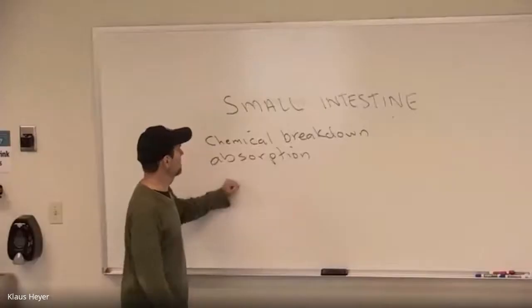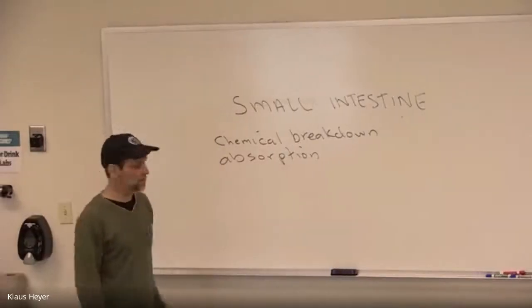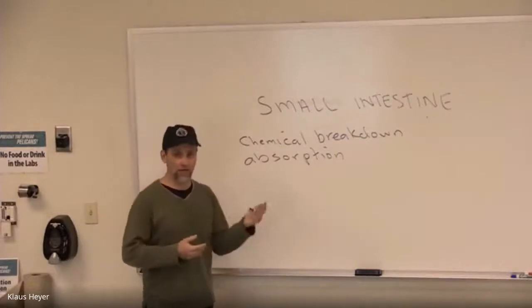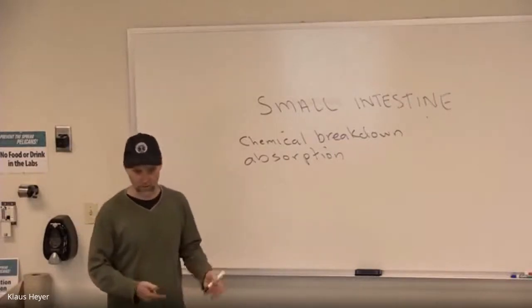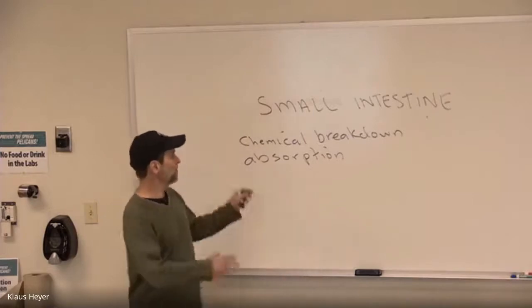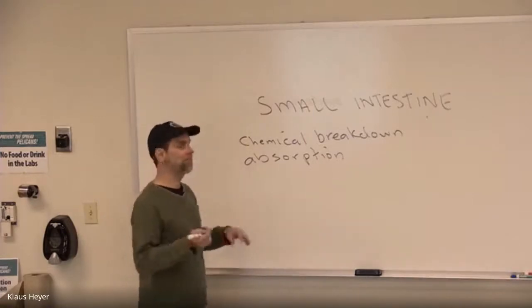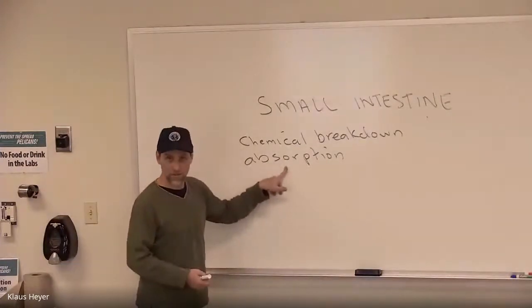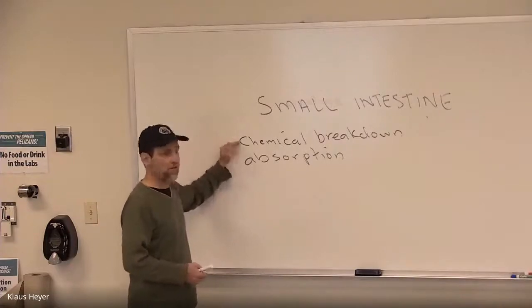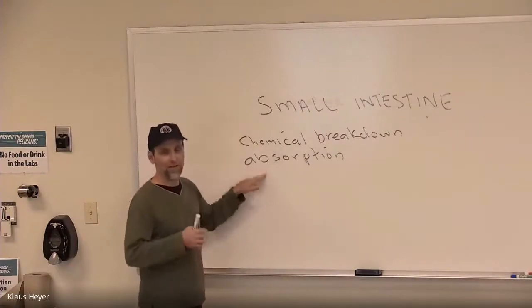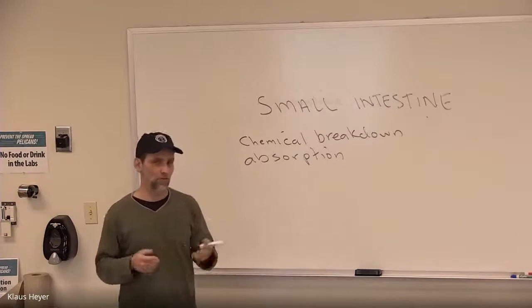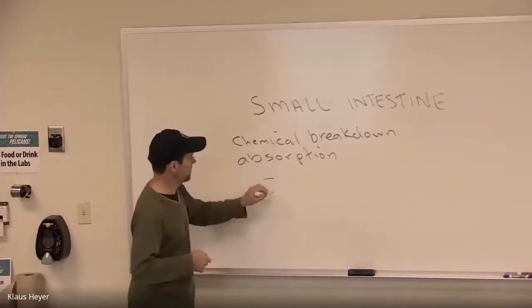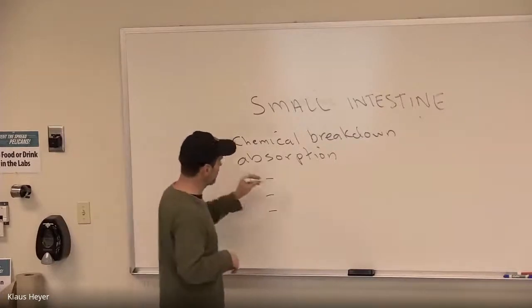Okay. Yeah. So this is what the small intestine does. This is like getting at one of those questions: how is the small intestine adapted to perform this function? This is the function: absorption and chemical breakdown. So really the question is, how is the small intestine adapted to absorb nutrients? There's three things. One, they're called villi.